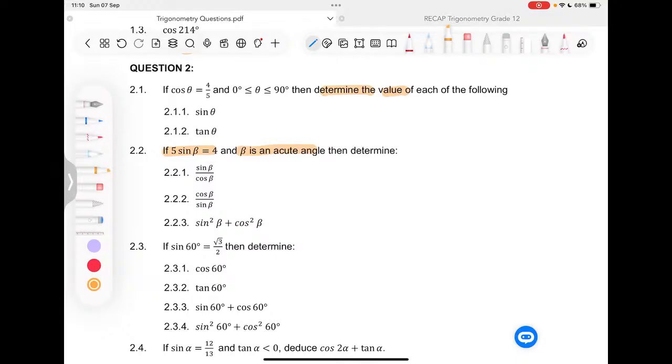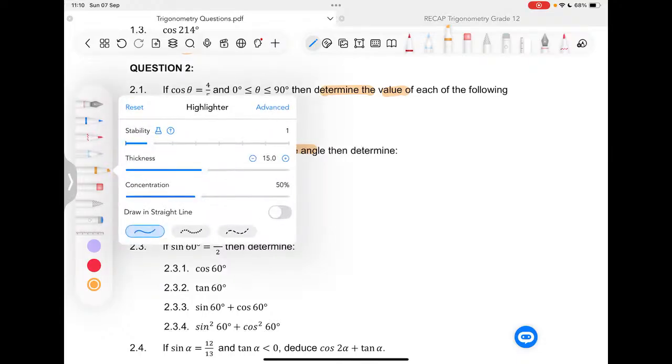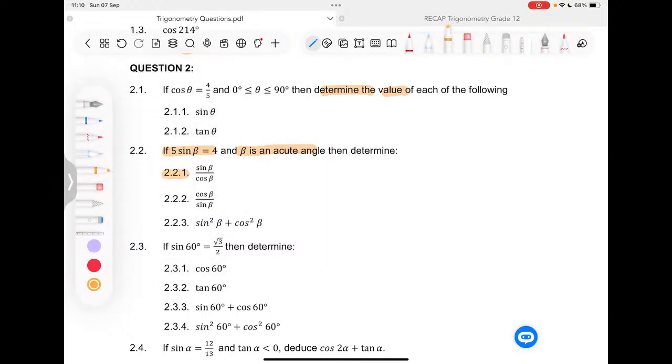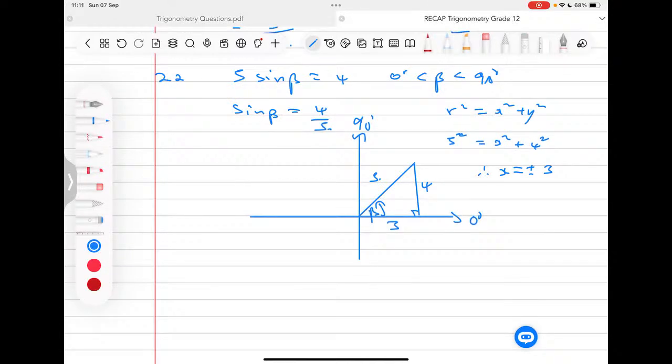Then now we can solve problems. The first problem that we're required to solve, 2.2.1, they've given us sine beta over cos beta.